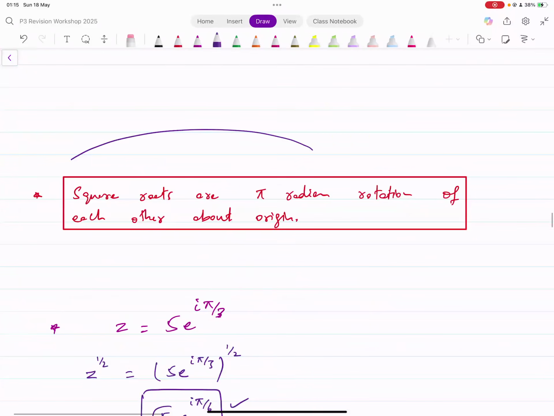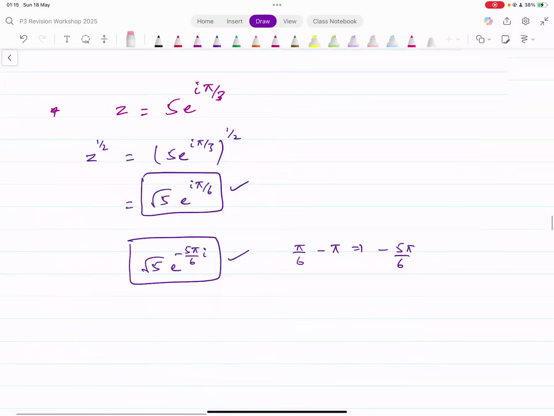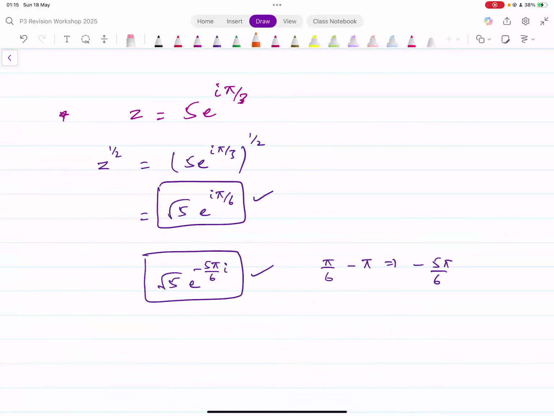Square roots are pi radian rotations of each other. Let's look at this example now. To find one square root, just put power 1 over 2, and that will give you one square root directly. This is the first one. For the other square root, the modulus will be the same. For the argument, you just do either plus pi or minus pi, whichever gives you an answer inside the interval from minus pi to pi. In this case, the original argument is positive. If you do plus pi, that will go outside the interval. If you do minus pi, that will be inside the interval. So you do minus pi to get the other argument, and that's the other square root that you were looking for.